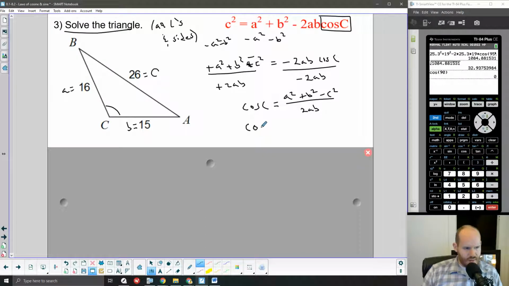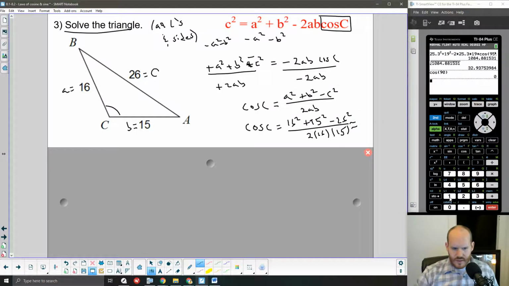That tells me cosine of C should equal a squared, so that would be 16 squared plus b squared is 15 squared minus c squared is 26 squared all over 2 times 16 times 15. Okay, I'm going to figure out what that approximately is.